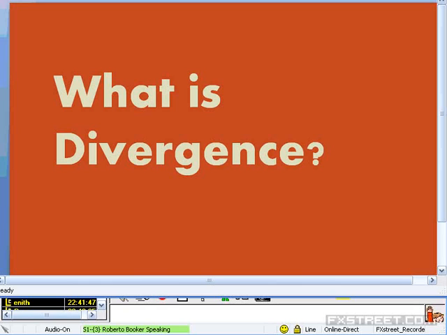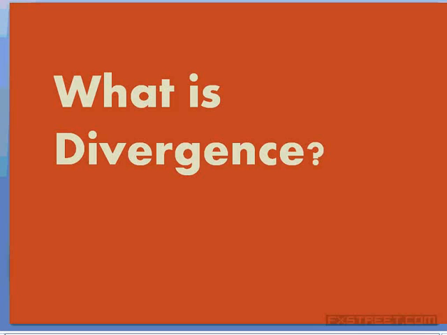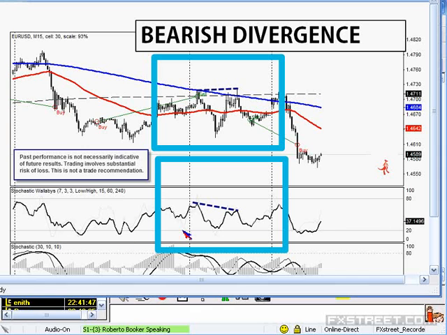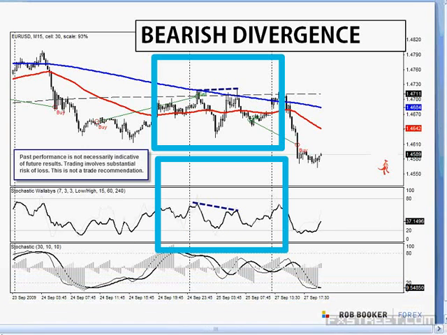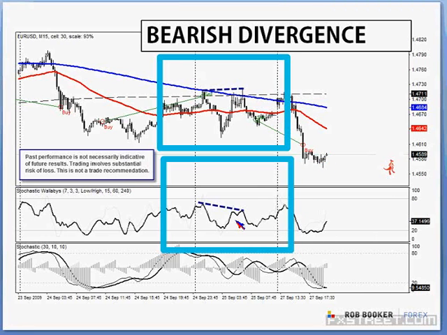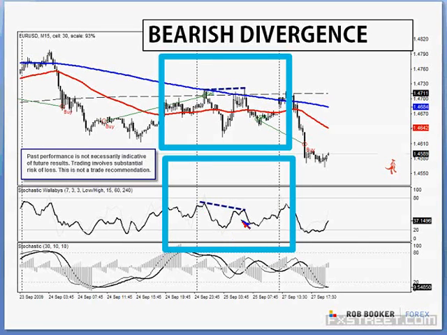All right. What is divergence? Divergence is when price goes one way and your oscillator goes the opposite way. So if price is moving up, but your oscillator is moving down, that, my friends, is divergence. Here's an example of bearish divergence. Price is moving up on the picture in front of us here, but the Wallaby oscillator indicator is moving down.